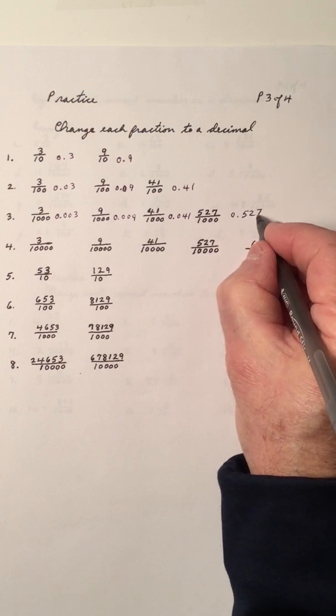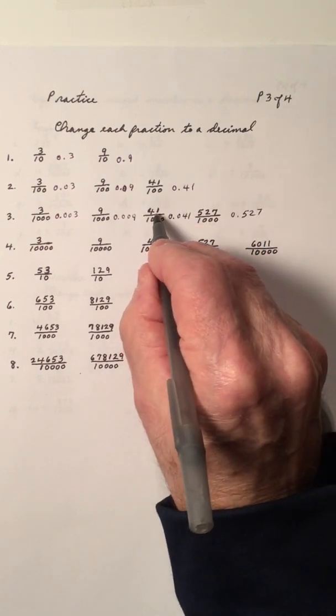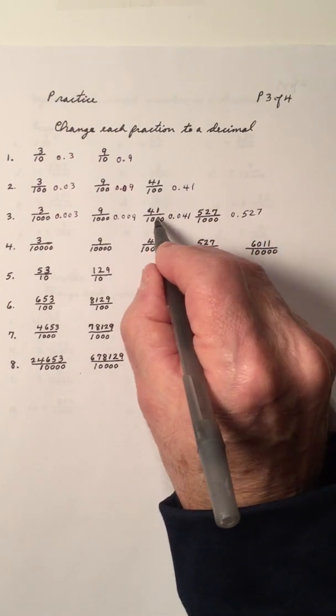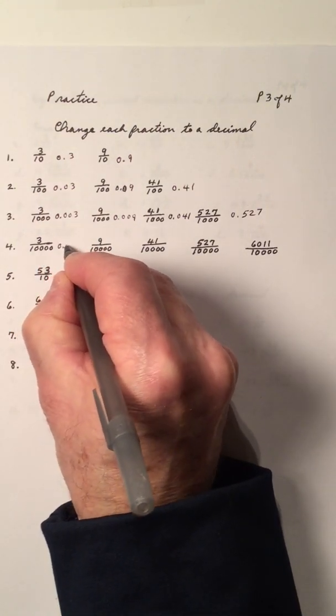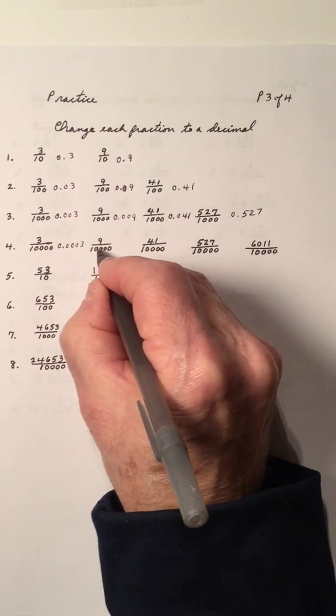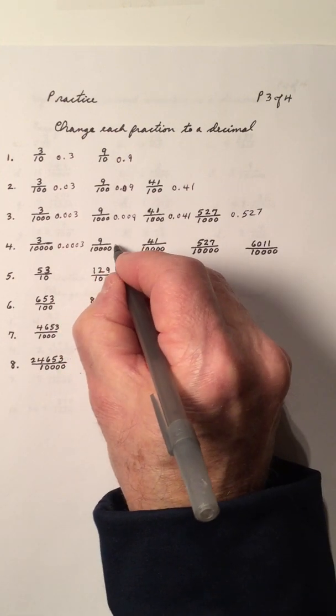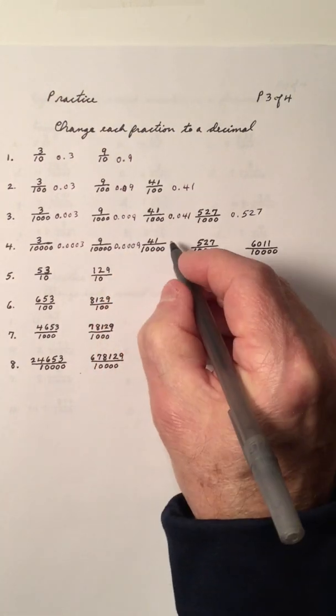527. The 7 is in the third place. Did I say the 1 goes into the third place? Third is the thousandths. Ten-thousandths is the fourth place. So it's 0 decimal 0, 0, 0, 3. The 9 is in the dividing by 10,000, fourth place. So it's 0, 0, 0, 9.